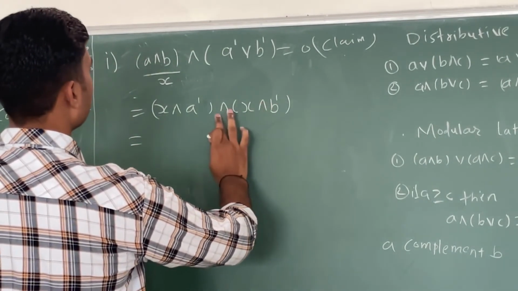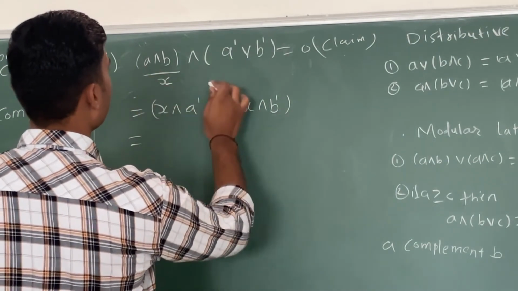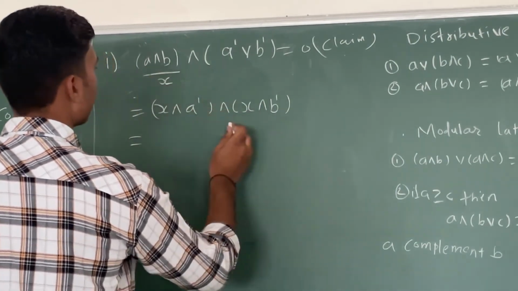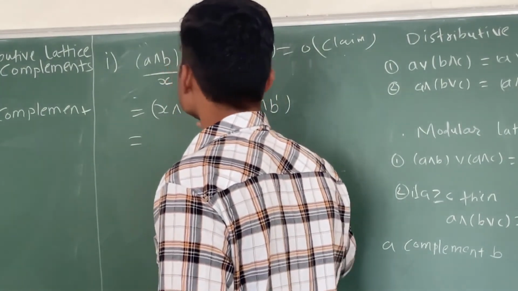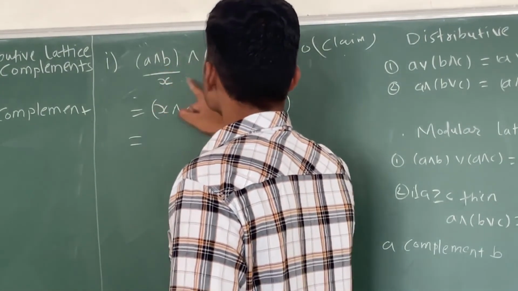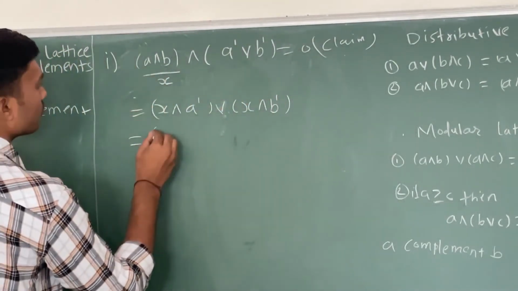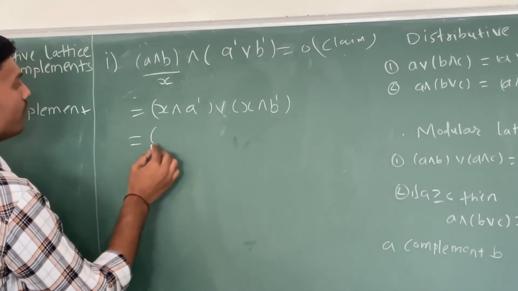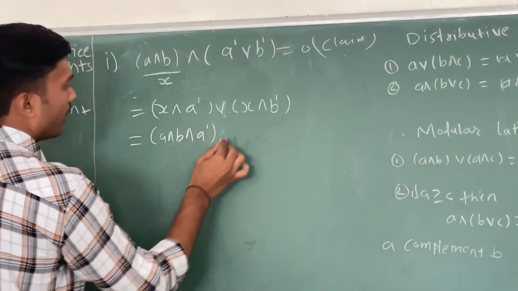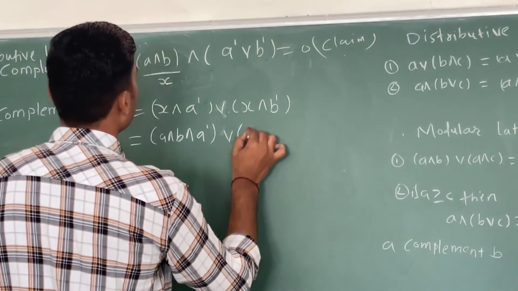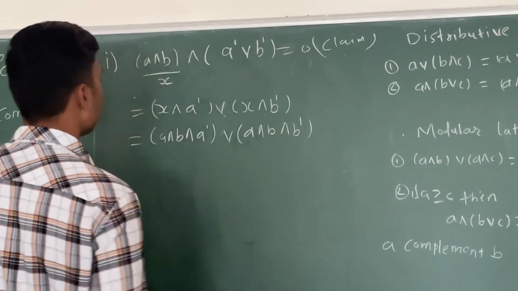Here is x meet A, x meet A dash, join. What is x meet A join x meet B? We substitute the value of x. What is the value of x? It is A meet B. A meet B meet with A dash, and join with A meet B meet with B dash.